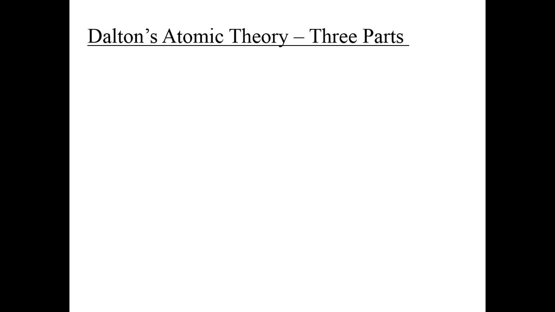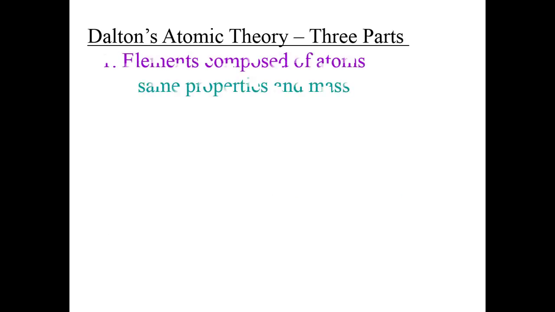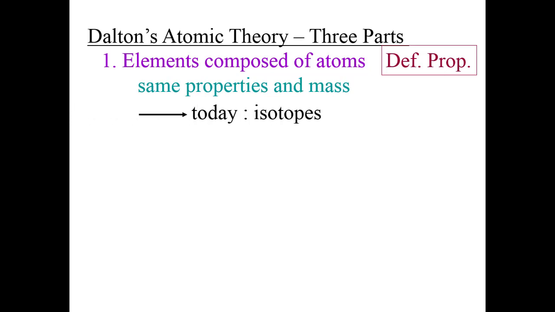Dalton's atomic theory has three parts. First, elements are composed of atoms which, for a given element, all have the same properties and mass. This helps explain the law of definite proportions. If all hydrogen atoms are the same and all oxygen atoms are the same, then all water molecules must be the same as well. We know today this is not completely true.